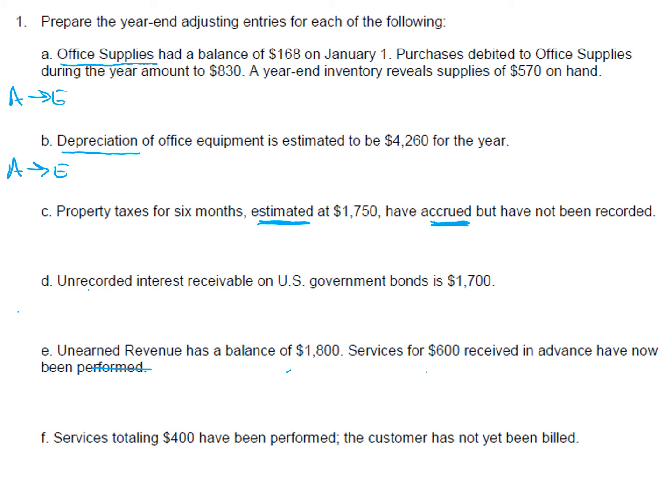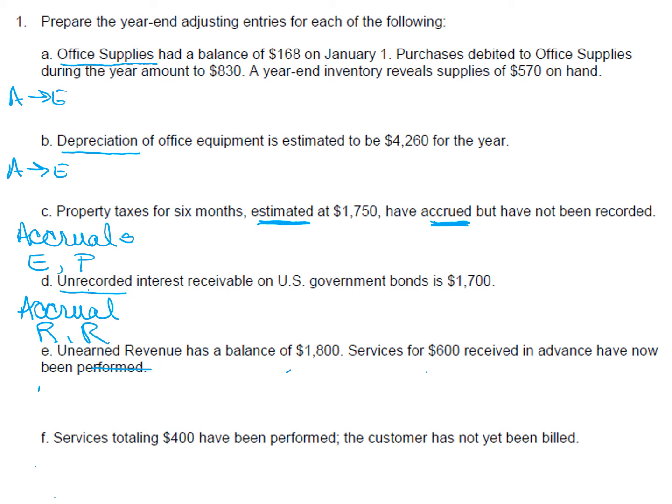Property taxes for 6 months are estimated, meaning we haven't paid anything, and there's a big tip-off here because it says they've been accrued but not yet recorded. So that's one of those accruals where we expense it now and we're going to pay it later. Unrecorded means nothing has been recorded yet. So if that's the case, then we have another accrual where we're going to receive it later, but it's going to be revenue now.